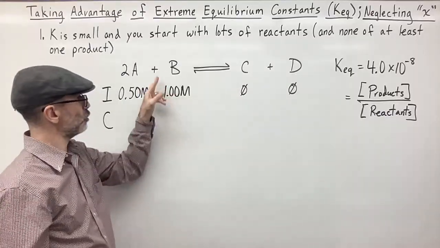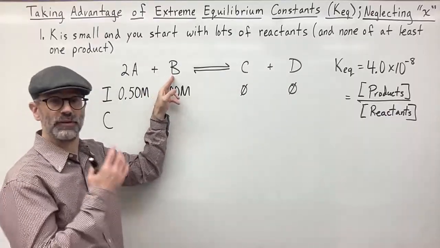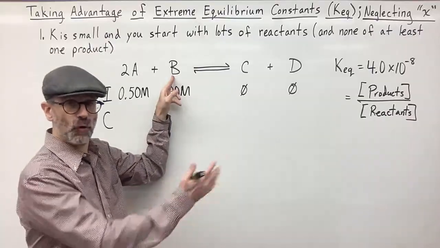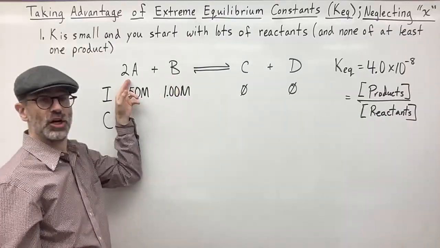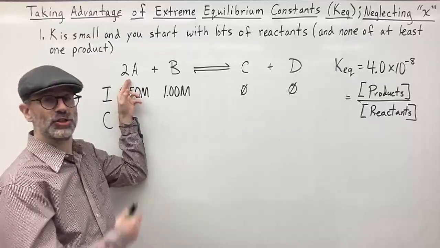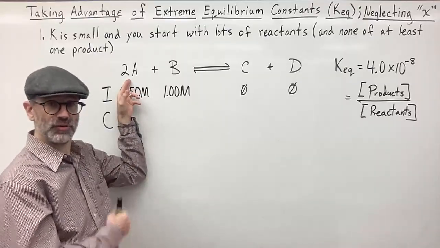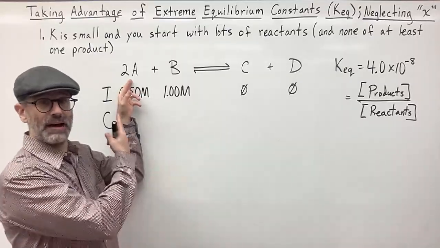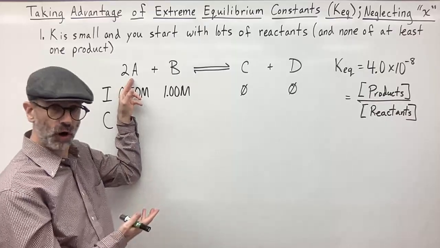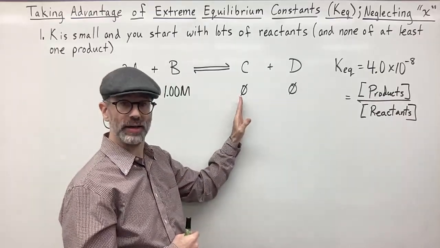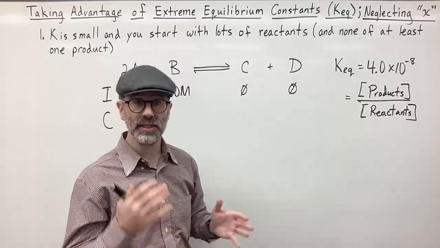So if 2 of B react to form C and D, I need twice as much A to react with that amount of B. So if I use up 2B, then I'm going to have double the amount of A. That would be 4. And I'm going to create 1 C and 1 D.